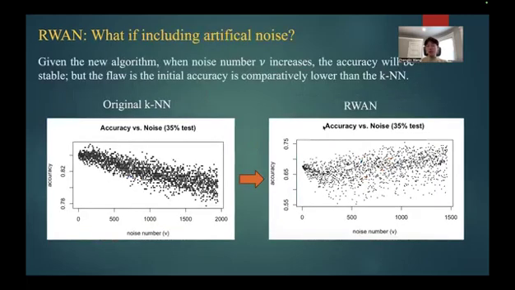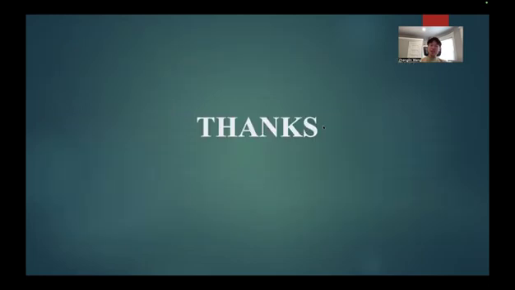And what if artificial noise is included? When noise increases, in the right plot the accuracy will not drop anymore. But the initial accuracy is a little bit low. So it's a trade-off between accuracy and noise robustness. The next thing is we want to deal with that trade-off with a hidden parameter. That's everything about the current project. Thanks so much.